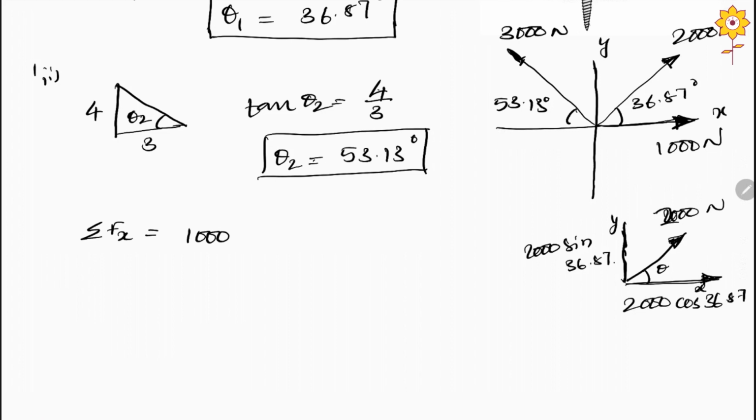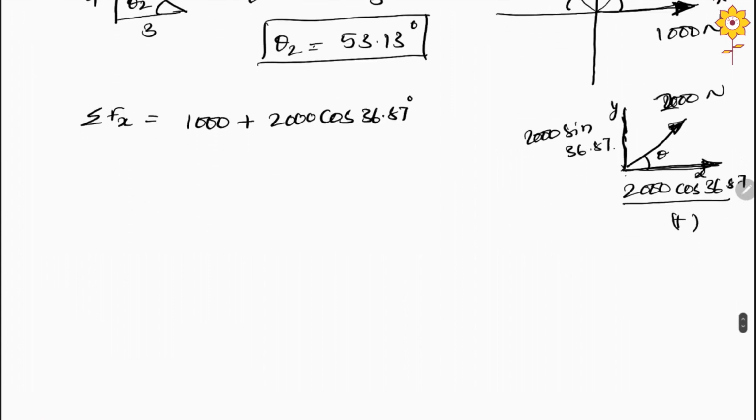Here the cos component will be horizontal, so we have to take this, and you have to look at the sign as well. Since this 2000 is moving away, from left to right, it will be positive. It is moving away, that means left to right, a positive value. So we have to add plus 2000 cos 36.87 degrees. Again we have one more inclined force, that is 3000. I'll just draw it over here.